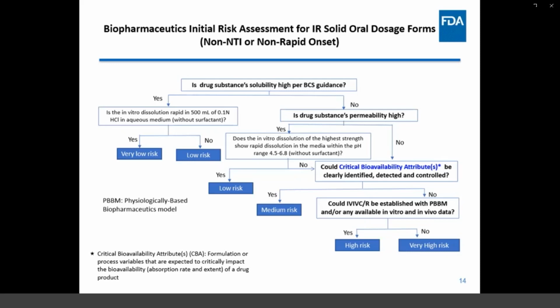So once this is developed, this does help mitigate the risk, and that goes into the risk assessment discussions that we spoke about earlier. However, if they're unable to use the PBBM approach or another supportive in vivo or in vitro data, then that would be characterized as a high risk, and we would expect in vivo data used to support setting up the dissolution method and acceptance criteria.